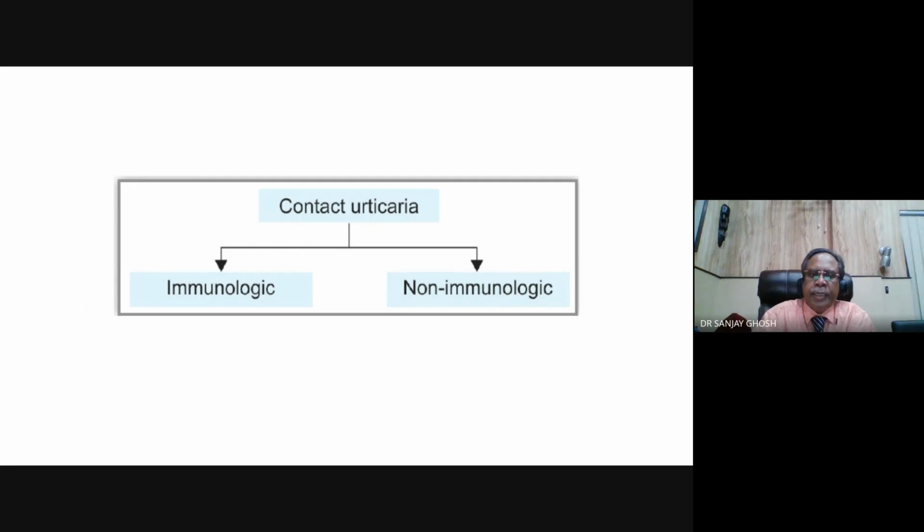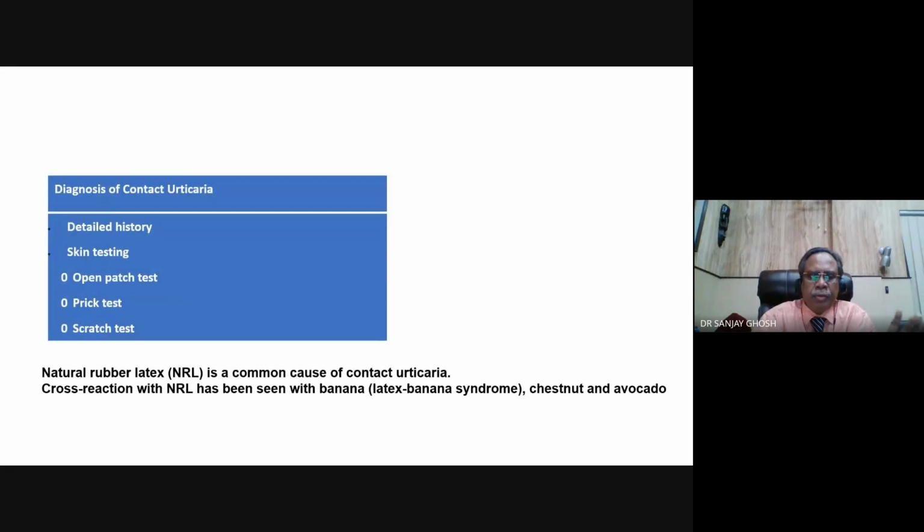Contact urticaria could be immunologic or non-immunologic. Diagnosis should be done by, as I told, open patch tests, not closed patch tests. Prick tests are sometimes done, but carefully. Latex rubber is a very common cause of contact urticaria. Patients can even have anaphylaxis. It sometimes reacts with certain foods, like latex-banana syndrome, so latex allergy patients should avoid banana. Here you have to do a prick test or open patch test; don't do any closed patch test. Chestnut and avocado can also cross-react with latex.